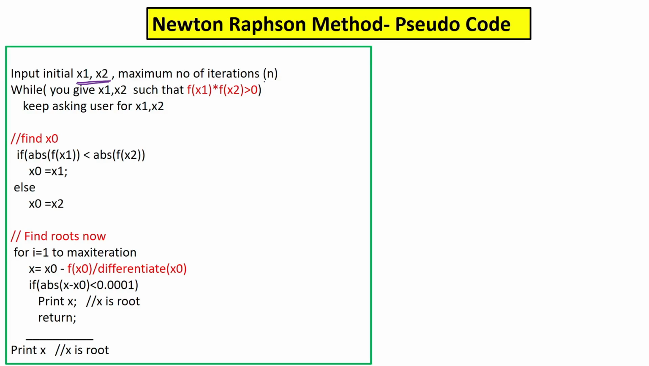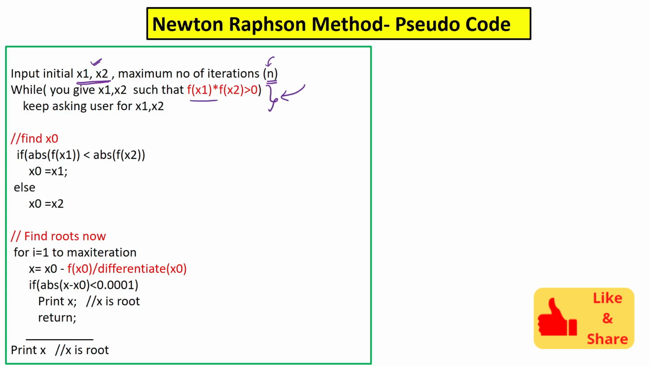Okay, and how many times we want to run this method, that is the maximum number of iterations, we have to take from the user. Now after this we have to validate whether our x1 and x2 given by the user are correct or not, that is, whether they satisfy our property of opposite sign or not. So we have validated them inside this while loop. This we have seen in the bisection and regula falsi method also.